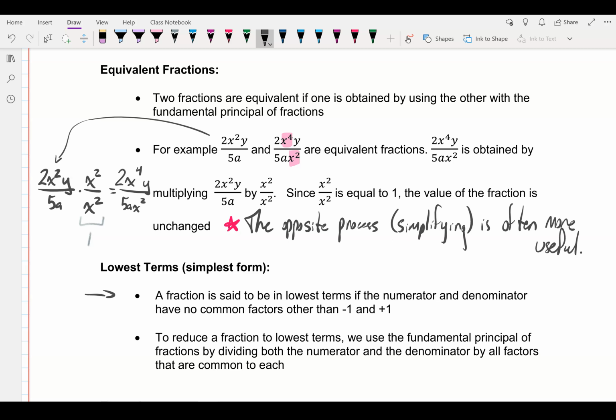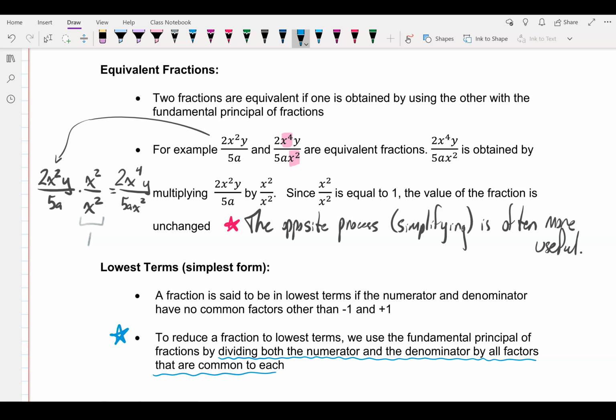It says a fraction is said to be in lowest terms if the numerator, the top, and the bottom have no common factors other than 1 and negative 1. And it says to reduce a fraction, and this last step is really important: to reduce a fraction to lowest terms, we use the fundamental principle of fractions by dividing both the numerator and the denominator by all factors that are common to each.